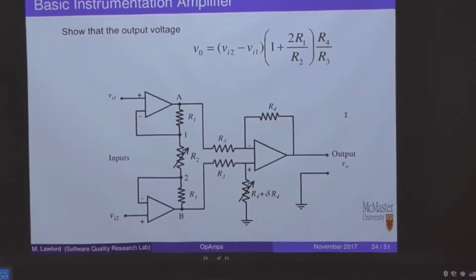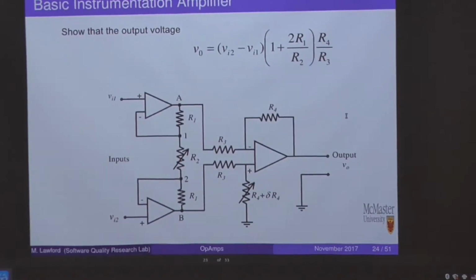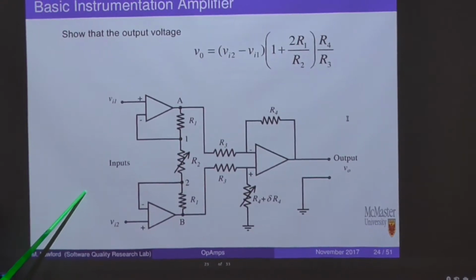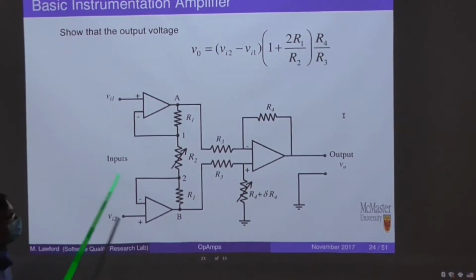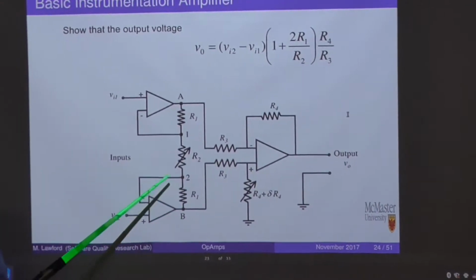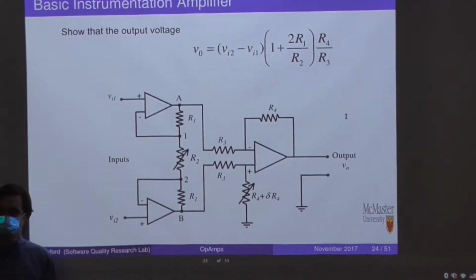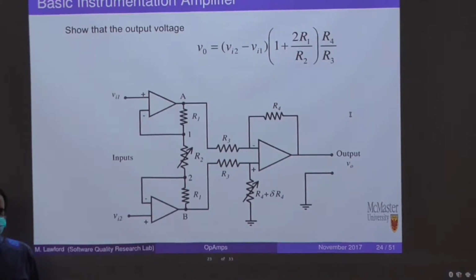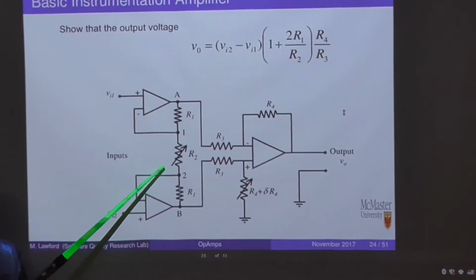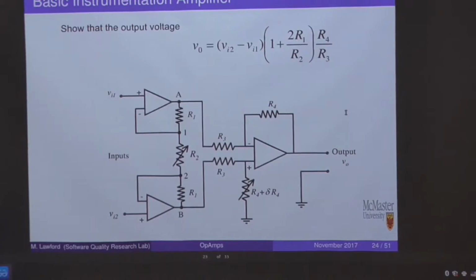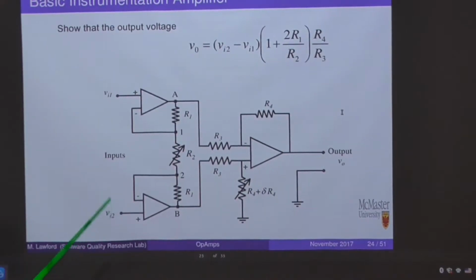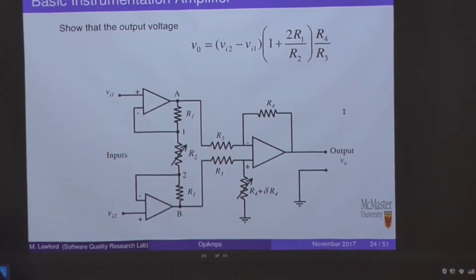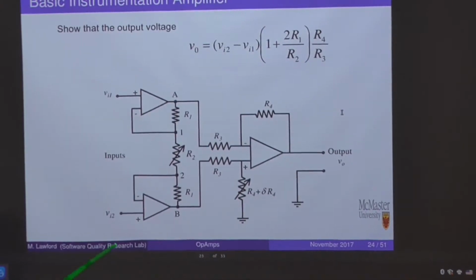So, a basic instrumentation amplification setup. Who here knows what this symbol means? What does it mean? Variable resistor. It is a variable resistance resistor, yes. This can be the symbol used for a potentiometer, because a potentiometer is a variable resistance resistor.